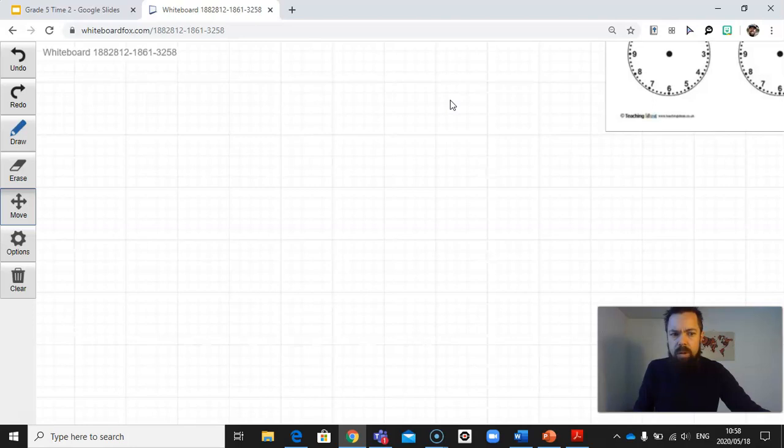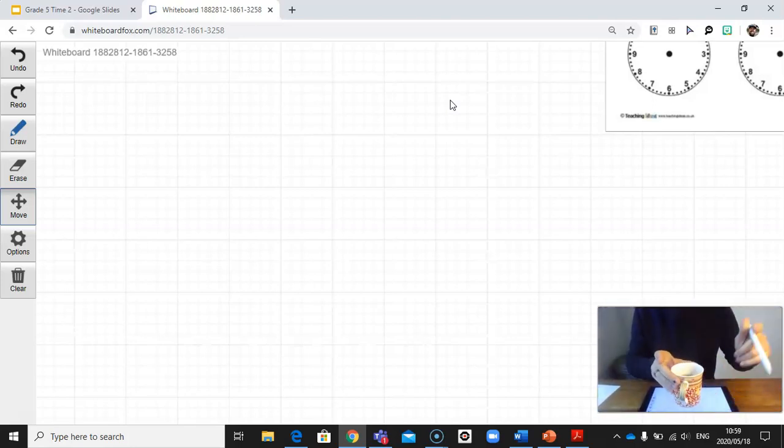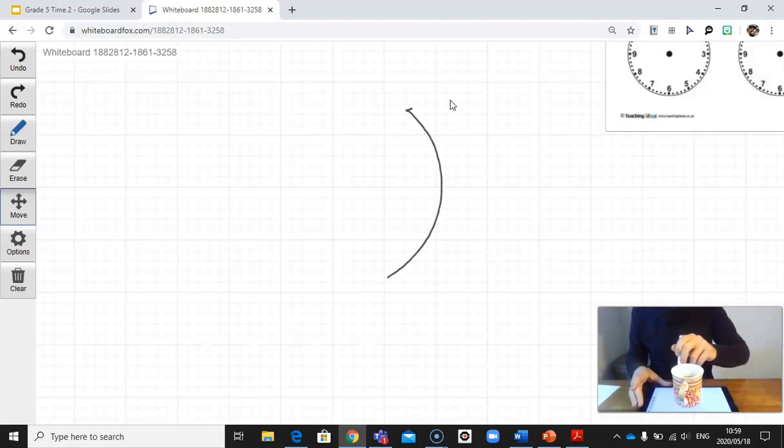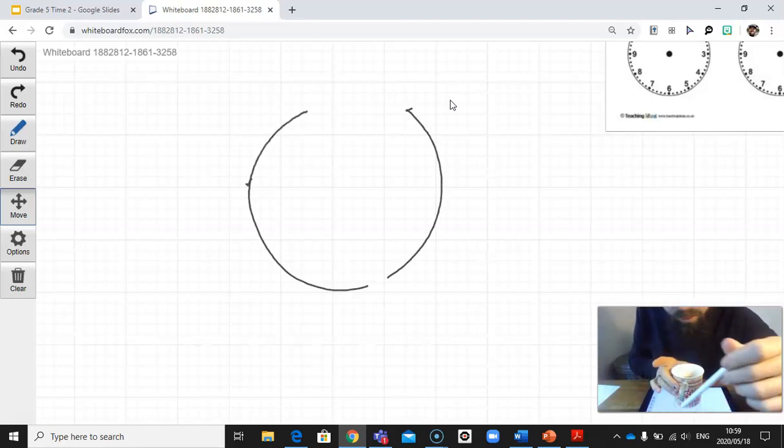So first up, you shouldn't really do this, but I'm going to tilt this so that you can see. What I'm going to do is I'm going to put something around. So in this case, a cup. You don't have to use a cup. I think a toilet roll holder is great. I've also seen children use glue.